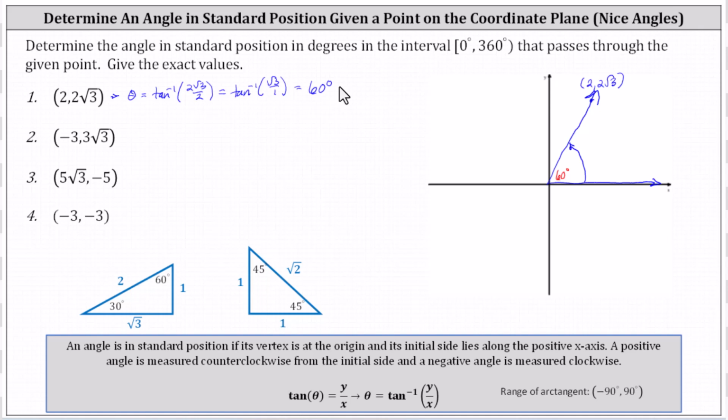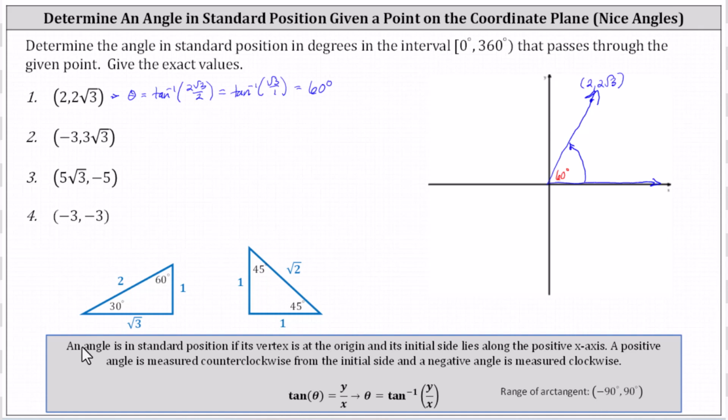And now let's verify this on the calculator. However, it's important to remember when using the calculator, the output or range of inverse tangent or arctangent is the open interval from negative 90 degrees to positive 90 degrees, which means the calculator is only going to give us the correct angle if the point is in the first quadrant. Otherwise, it will only give us the correct reference angle for the correct quadrant.